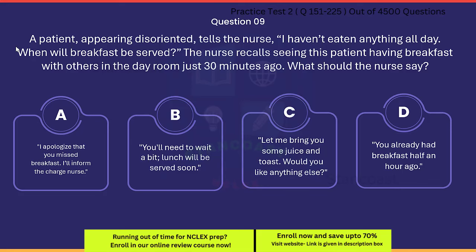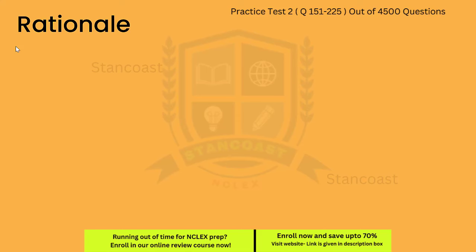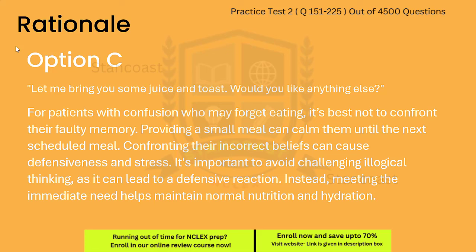The correct answer is C. Let me bring you some juice and toast. Would you like anything else? For patients with confusion who may forget eating, it's best not to confront their faulty memory. Providing a small meal can calm them until the next scheduled meal. Confronting their incorrect beliefs can cause defensiveness and stress. It's important to avoid challenging illogical thinking, as it can lead to a defensive reaction. Instead, meeting the immediate need helps maintain normal nutrition and hydration.